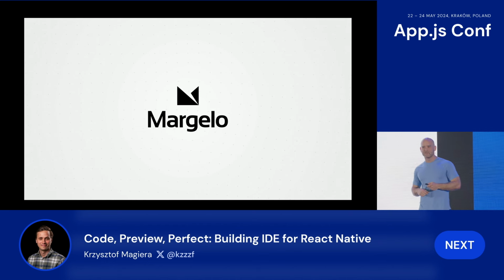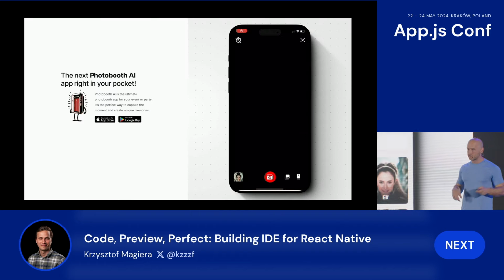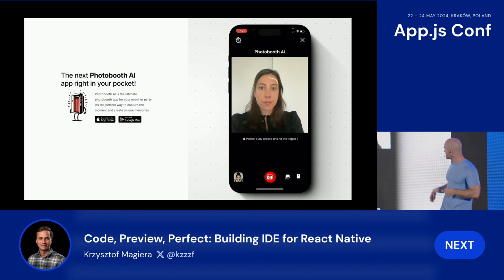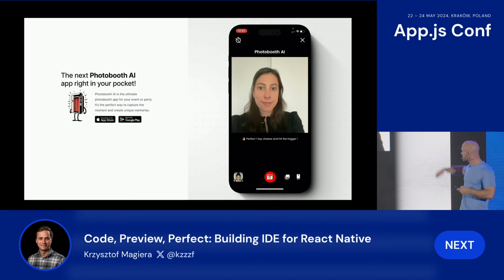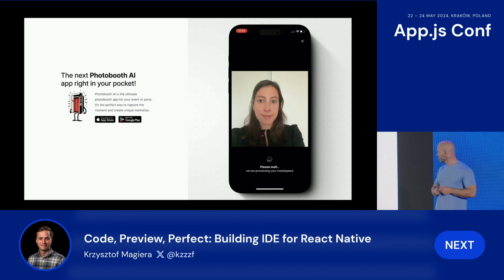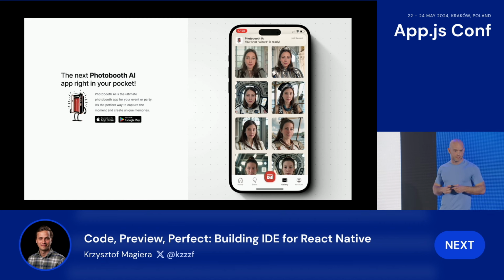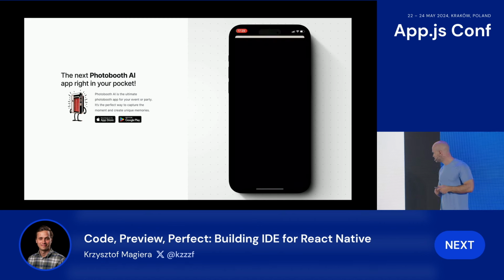Another example that really caught our attention is Photo Booth AI. This is a French company, and here they use Vision Camera and Skia to draw the face and the eyes, and they generate an AI portrait. And this is the kind of high-grade user experience people are building using Vision Camera and Skia.